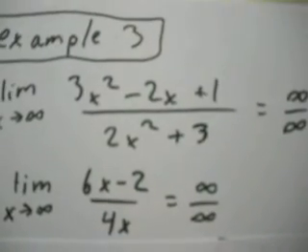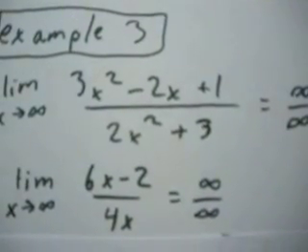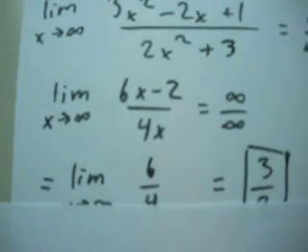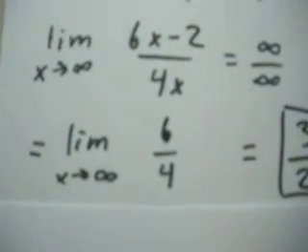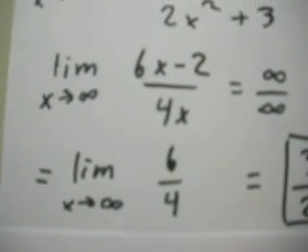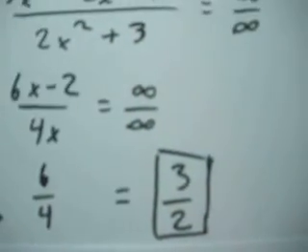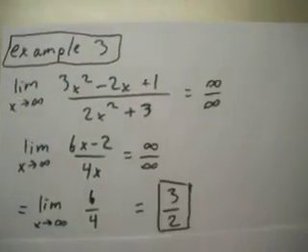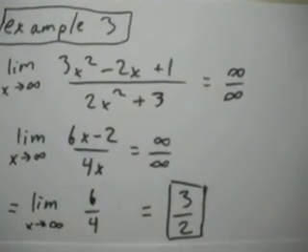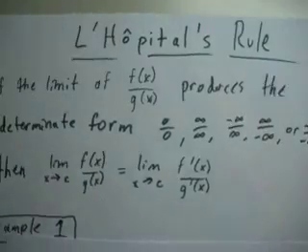So, we're going to once more take the derivative of both the top and the bottom and see what happens. When we do that, we get the limit as x approaches infinity of 6 over 4, and the only answer to that is to simplify that to 3 halves, and that would be your answer for that one. So 3 halves is your answer to example 3. And that is L'Hopital's rule.